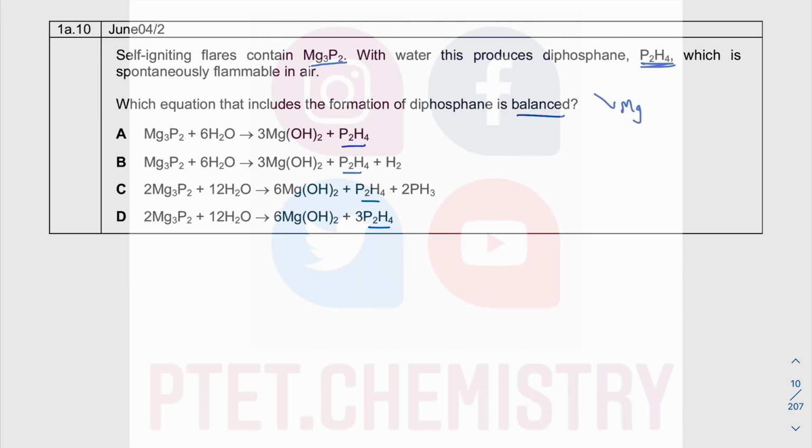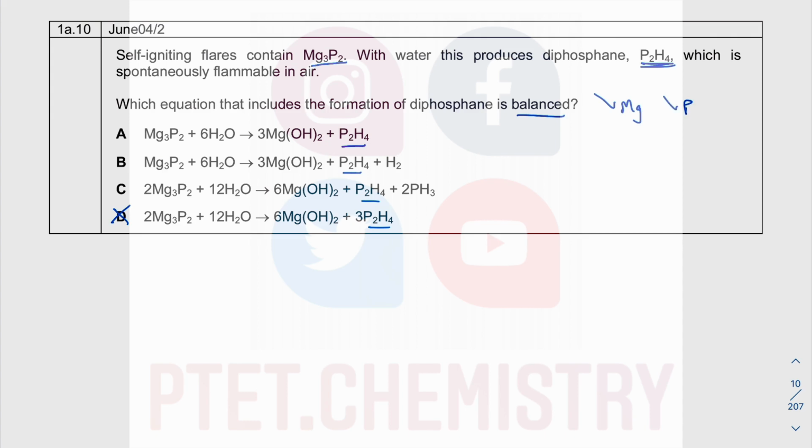There's no use looking at magnesium. How about looking at the phosphorus? Okay, so the phosphorus here, there are 2 phosphorus, so phosphorus are balanced. Here there is 4 phosphorus, 2 times 2, 2 plus 2 is 4. There are 6 phosphorus here, 3 times 2 is 6, and 2 times 2 is 4. So D is out already.